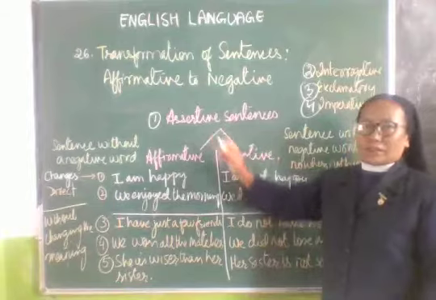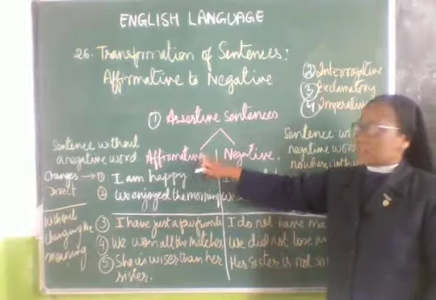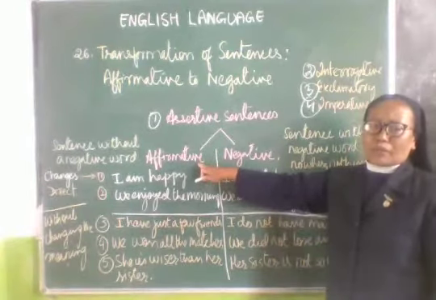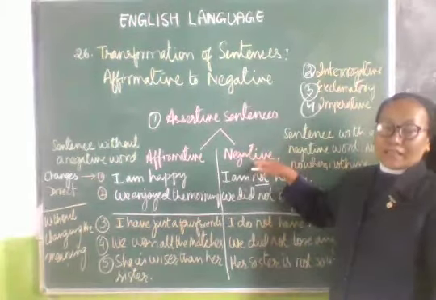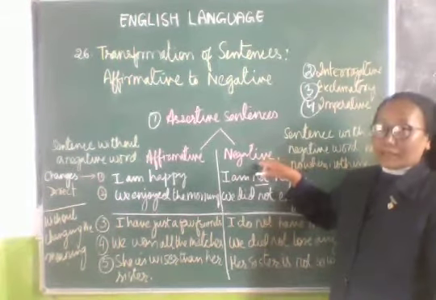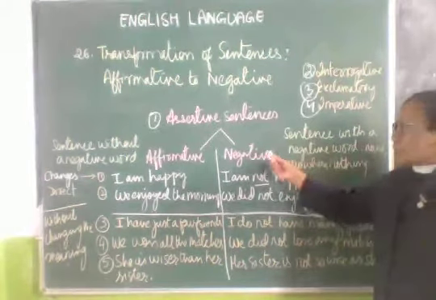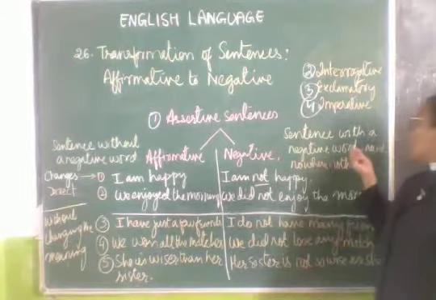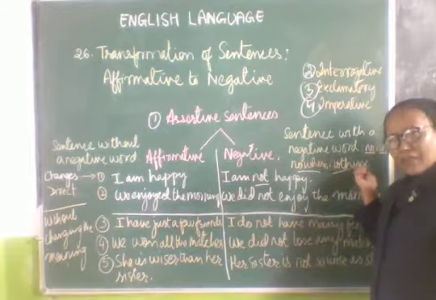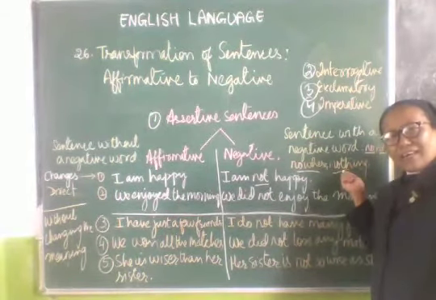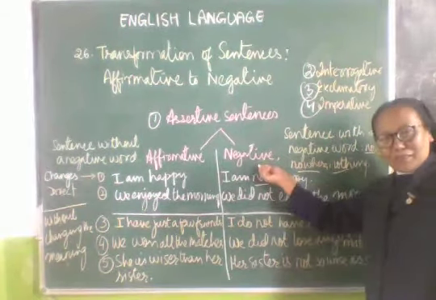Assertive sentences are of two kinds. A sentence can be affirmative, that means without no, okay? Or negative, a sentence that has no, a negative word in it. For example, a negative sentence has a negative word, like no, not, nowhere, nothing, never, seldom, hardly, isn't it? So when you use those words, your sentence becomes negative, okay?